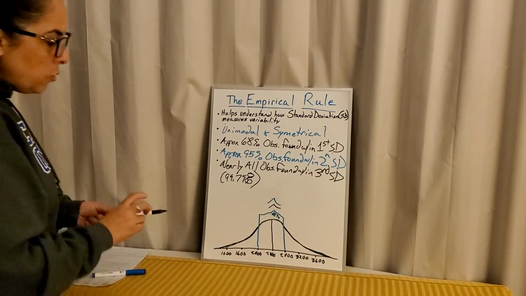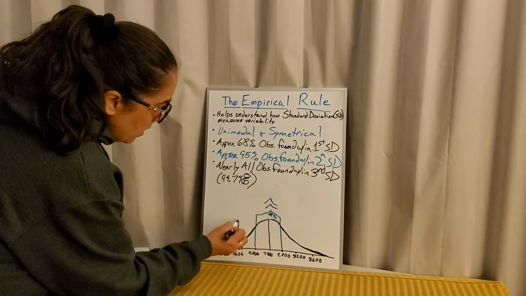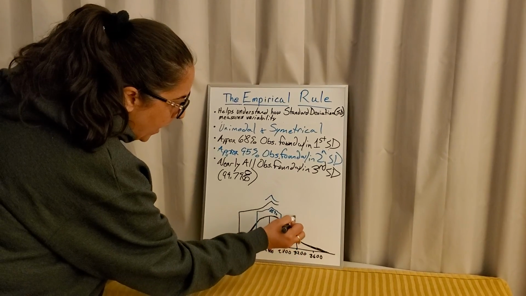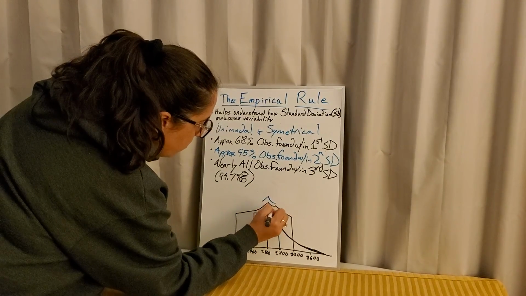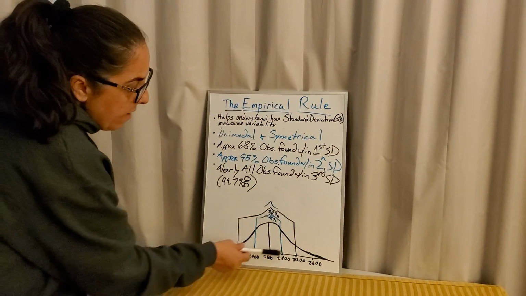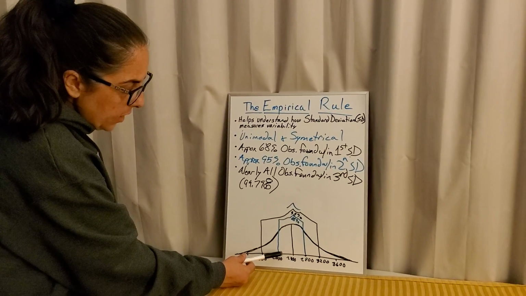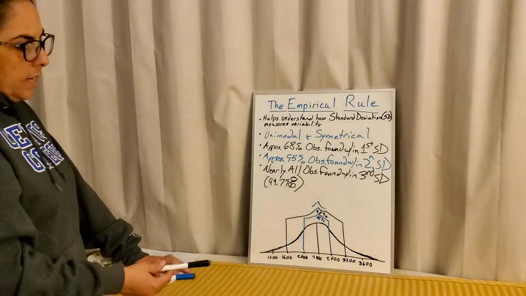Now if we go out to our second deviation, which is here, you can see now why the second deviation is at 95%, because it includes everything in here, including the first standard deviation. And it is on the positive and the negative side.